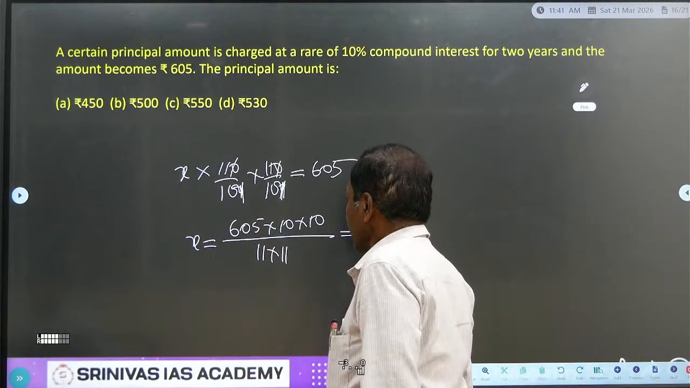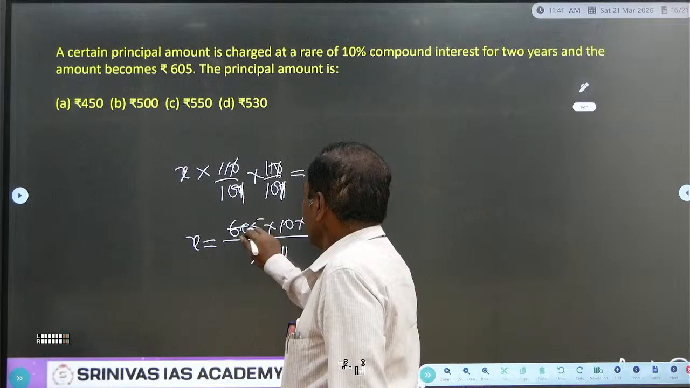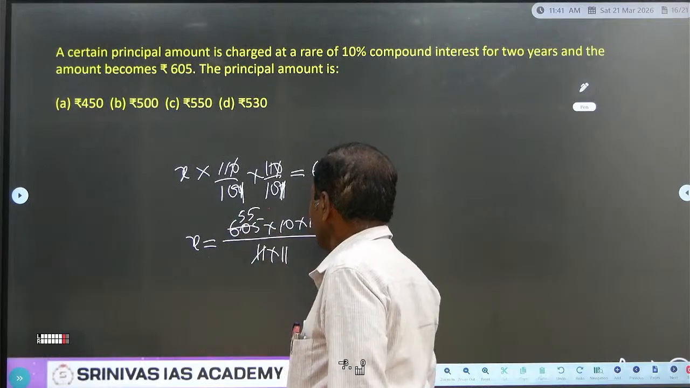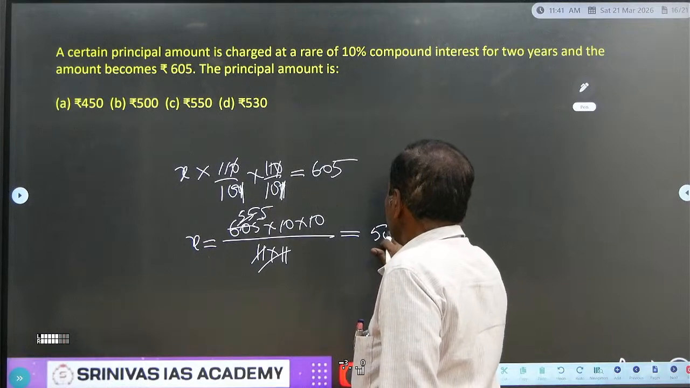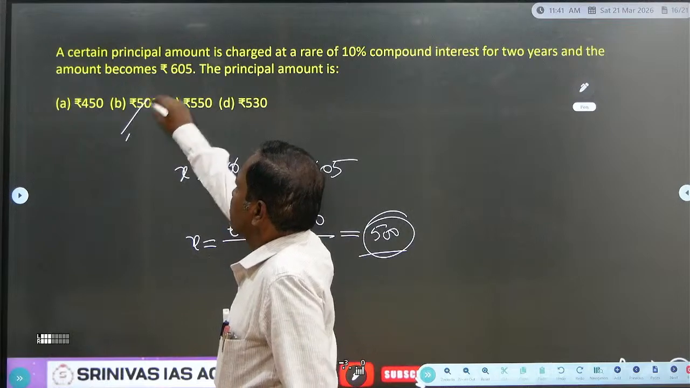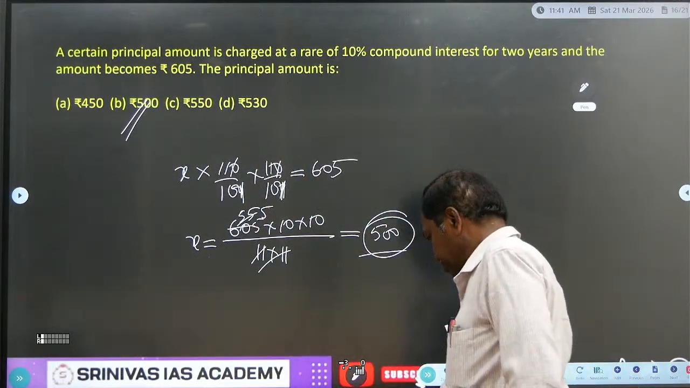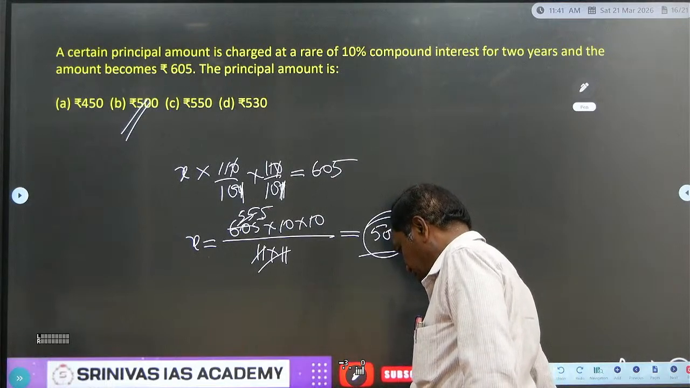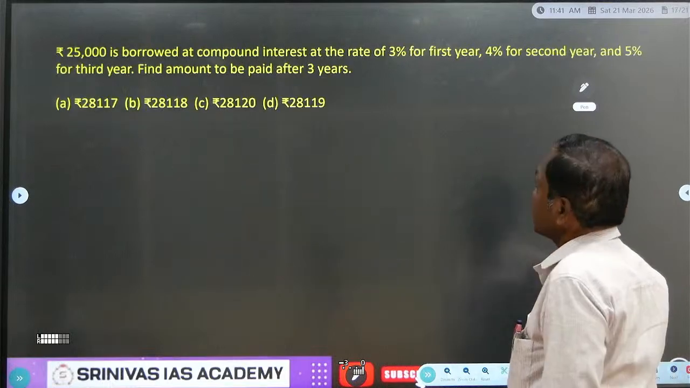5 plus 6, 11. Okay. 11 5s are 55, 11 5s are 55. Again this 5, 5 into 1, 5, 5. How many zeros? Like rupees 500. Option B. Option B, this is. Yeah, next one.